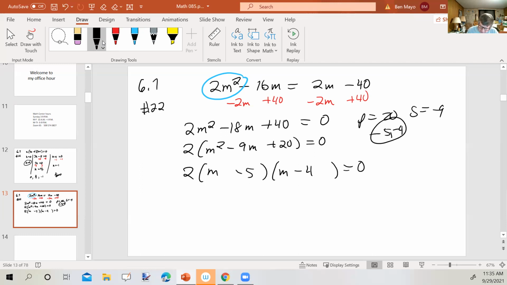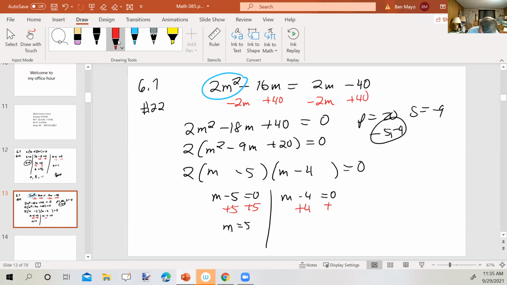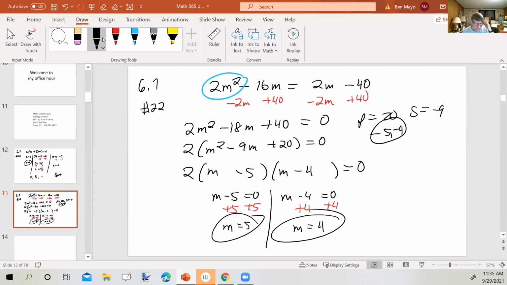Okay. Take each factor that contains a variable and set it equal to 0. So m minus 5 equals 0. m minus 4 equals 0. Remember from yesterday, the 2 does not equal 0. 2 equals 2. I could divide both sides by 2 and get rid of it, or I can just ignore it in this step because I'm trying to solve for the variable. m minus 5 equals 0. We're going to add 5 to both sides of the equation. m equals 5. m minus 4 equals 0. We'll add 4 to both sides of the equation. m equals 4. So m equals 5 and m equals 4.